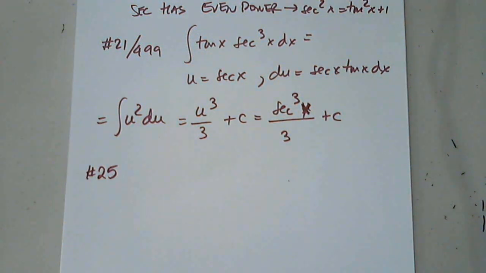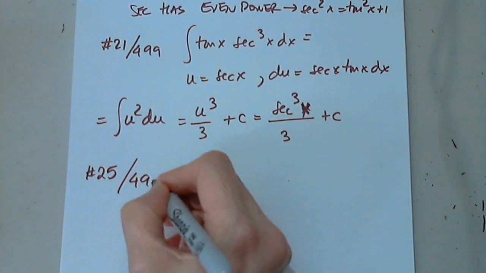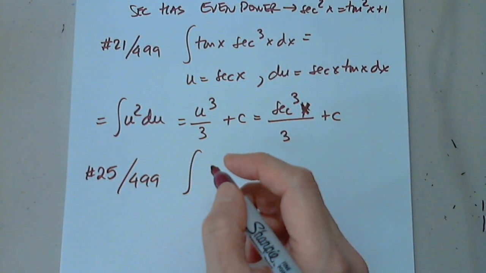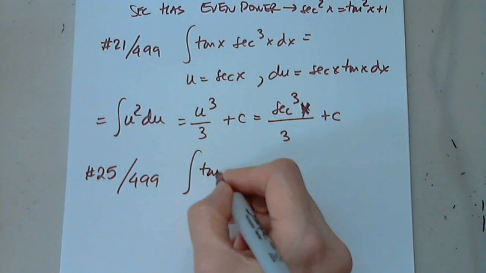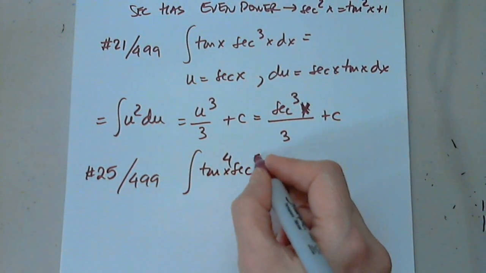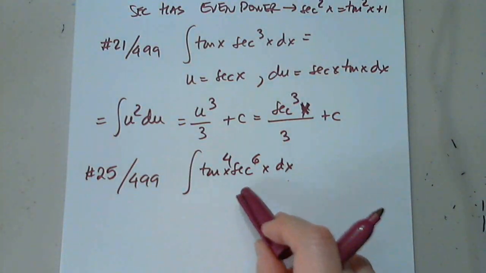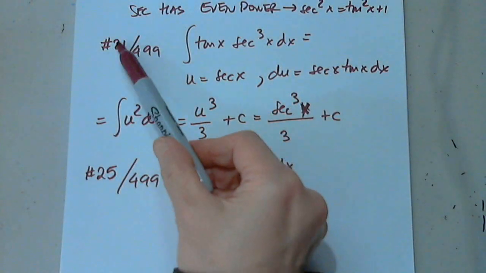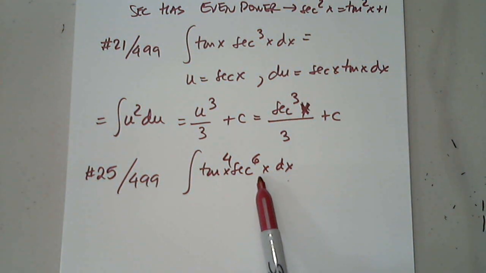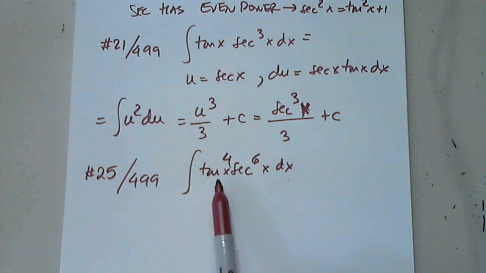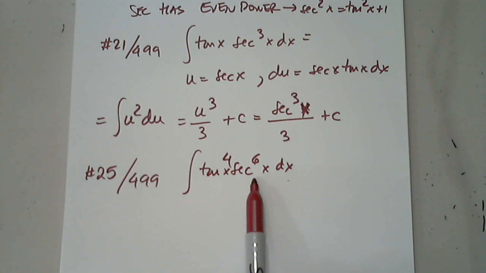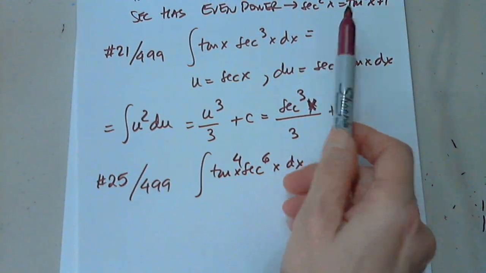So let's look at 25. Where are you, 25? Yes. So we have on the same page, 499. The integral of tangent to the fourth x secant to the sixth x dx. Okay, so in this particular case, we are looking at secant, which has an even power. Tangent does not have an odd power. So we're looking at secant. So we are looking at this situation.